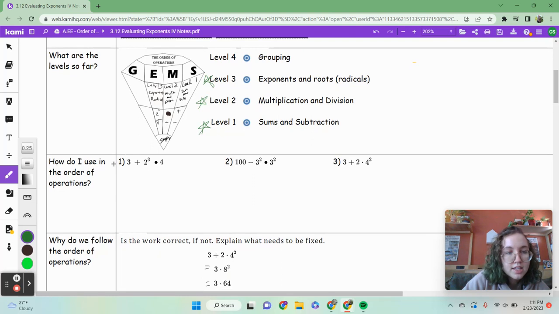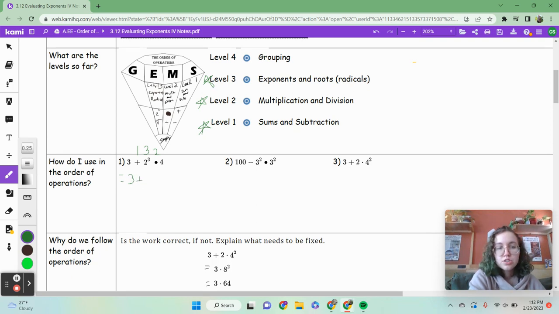So let's talk about this first one. If I have 3 plus 2 cubed times 4, let's label each of those operations. The 2 cubed is going to be a level 3. This multiplication is going to be a level 2, and this addition is going to be a level 1. So the first one that we start with is our level 3, our highest level going from left to right. So our level 3 is 2 to the 3rd, or 2 cubed. So I carry everything else down.